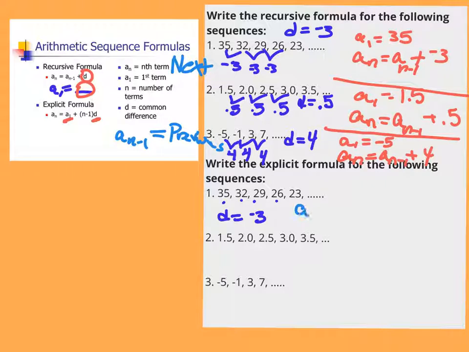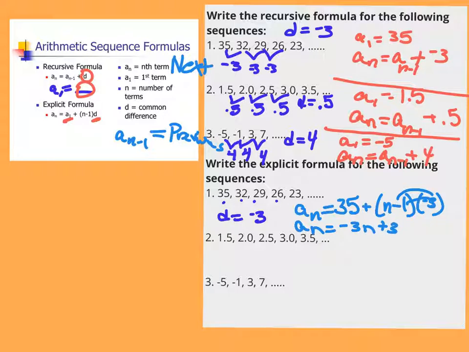So when I rewrite my formula, I'm going to say that a sub n, the next term, is equal to a sub 1, that's my first term, and we said that is 35, plus n minus 1 times the d value, which is a -3. And then what we can do here is simplify. So a sub n is equal to, if I distribute this -3 through, I'm going to get -3n plus 3, and then plus that 35. So it looks like it's going to be -3n plus 38.